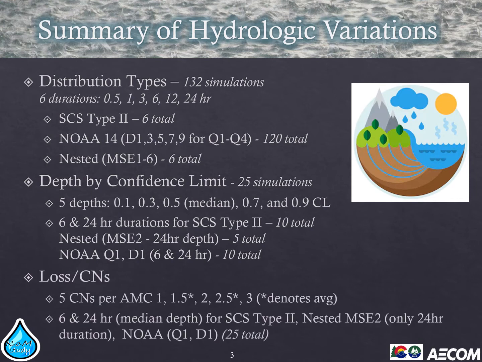In terms of the loss, we looked at 5 different curve numbers, looking at antecedent moisture conditions for 1, 2, and 3, and then we took the average of 1 and 2 to come up with 1.5, and the average of 2 and 3 to come up with 2.5, and we applied these to the 6-hour and 24-hour durations for the SCS Type 2, nested MSC 2, and then the NOAA first quartile and first decile.